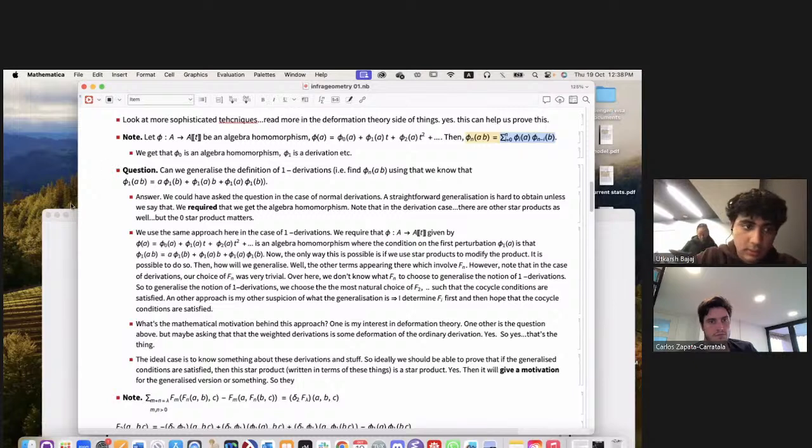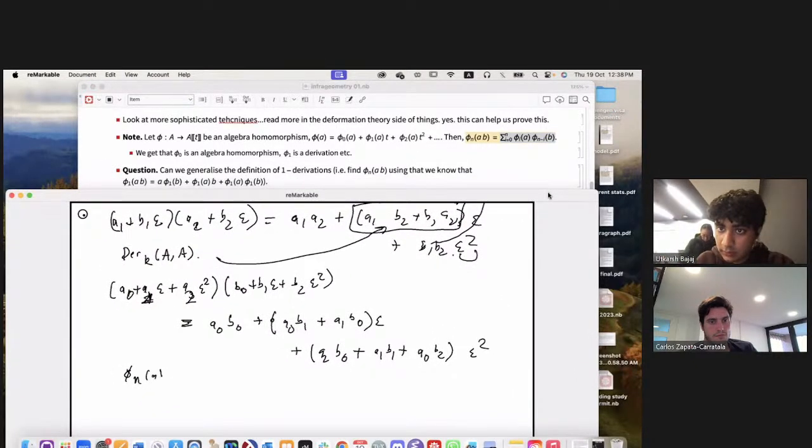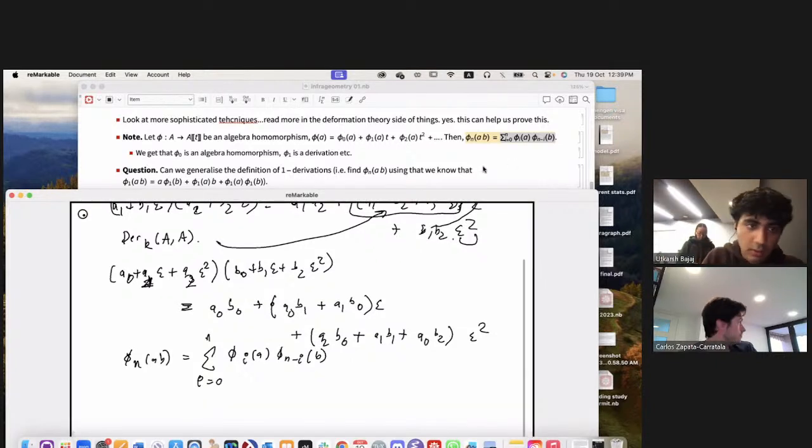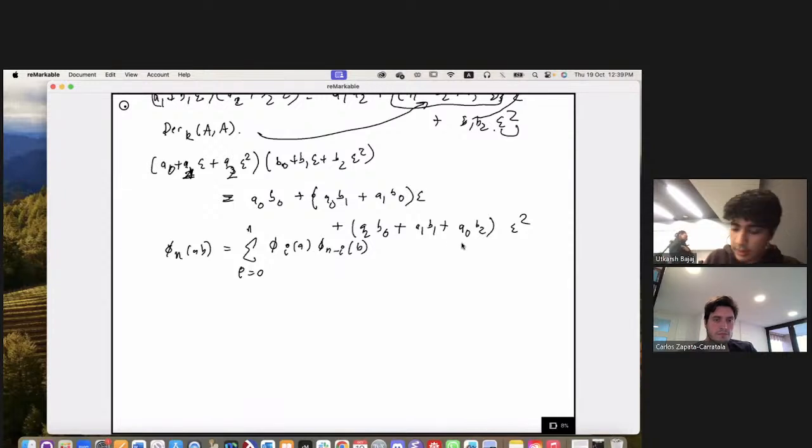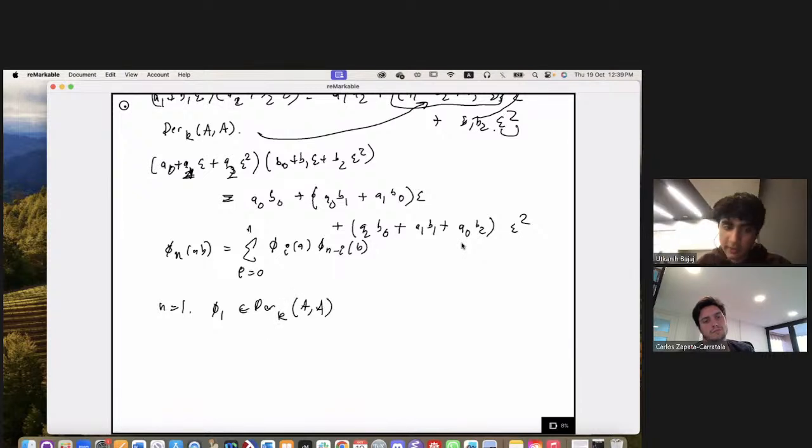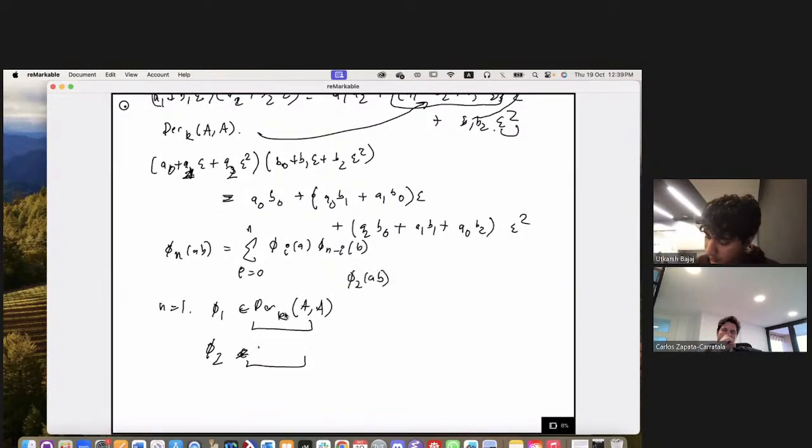And so I'll just write it down over here. So this is like a generalization of these derivations. And when I set n equal to 1, phi 1 is like a 1 derivation. Sorry, it's a normal derivation with weight 0. And then I can generalize all these weight 0 derivations in a way where I get phi 2 as some other thing which satisfies this identity. But Carlos, are you following this? Yeah, yeah. I thought I was explaining it very poorly.